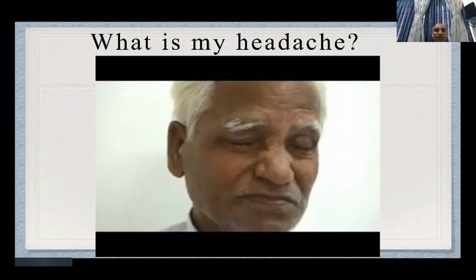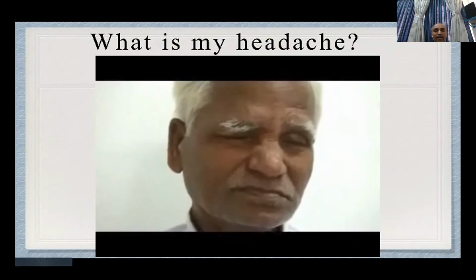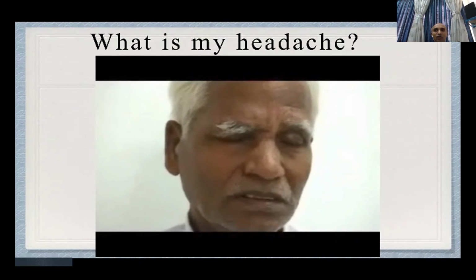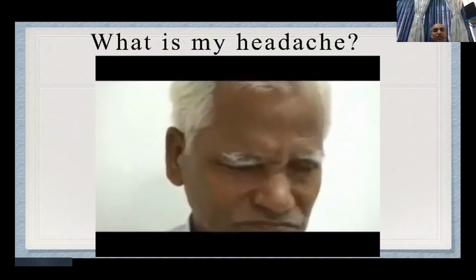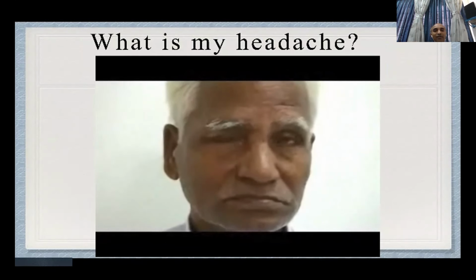Now look at this gentleman. He's an elderly man who's getting severe pain around the right eye. And if you look very carefully, he's got some amount of tearing happening there. He's trying to sniff. There is some amount of lacrimation happening there, and the pain is gone. So you ask him, is the pain gone? The pain is absolutely gone.